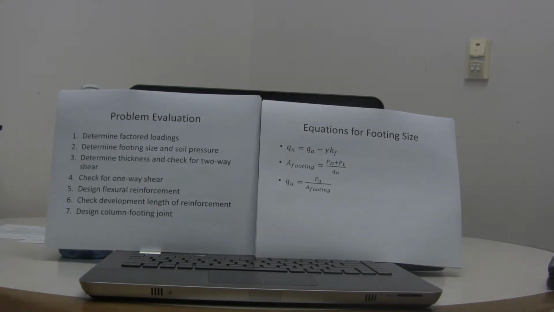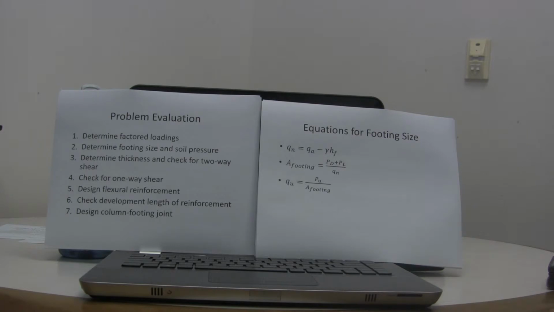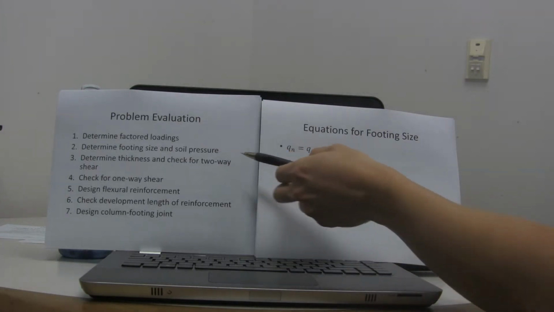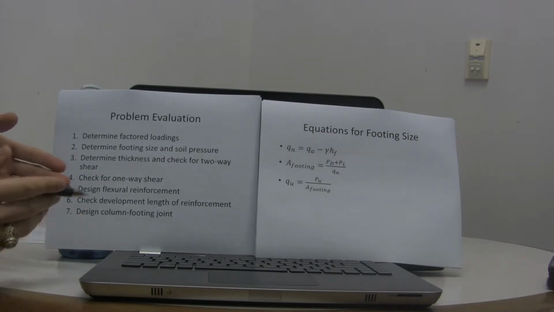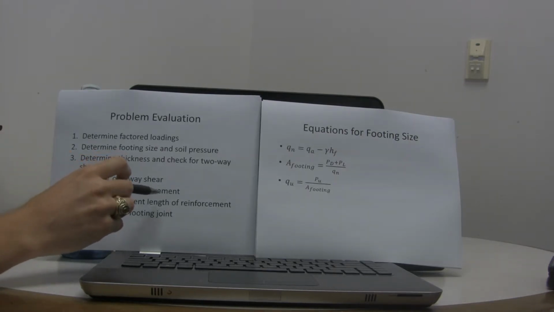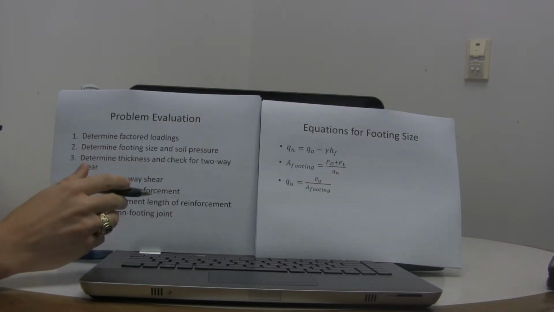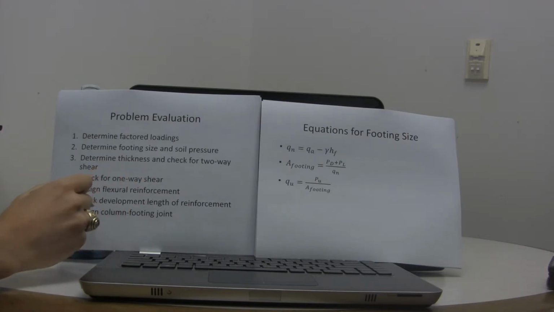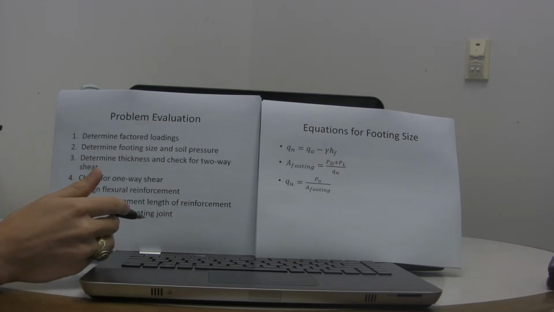With regards to evaluating the problem, there are 7 easy steps. First, one must determine the factored loadings, as we have always done in class. Second, one must determine the footing size and the soil pressure, and determine the thickness for two-way and one-way shear as a check. Further, as we talked about earlier, we're going to design the flexural reinforcement to resist the bending moment that wants to occur in the footing. After designing that reinforcement, we're going to check the development length of those reinforcement bars to make sure that they meet the development length requirements of the code. Lastly, the column footing joint will be designed, where basically the dowel rods will be designed to increase that bearing capacity strength.